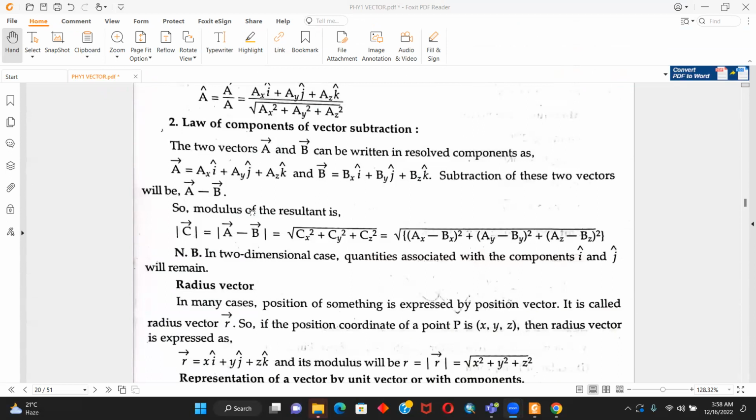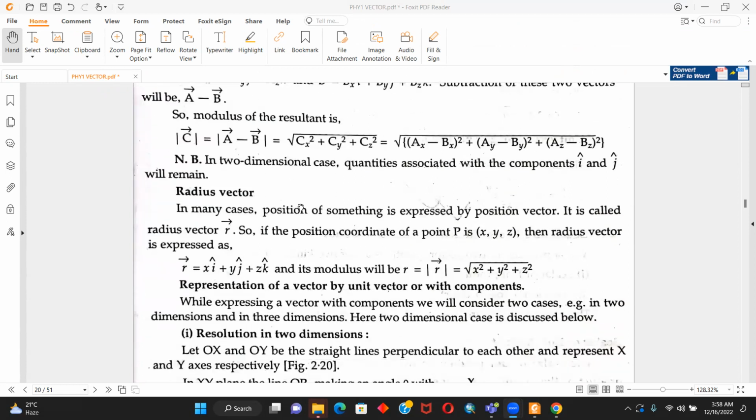In case of vector subtraction, the same thing. Just like there is a minus sign in between them, you will do the subtraction as it is, and then you will calculate the modulus as it is. Do I need to show it to you? No. Okay.